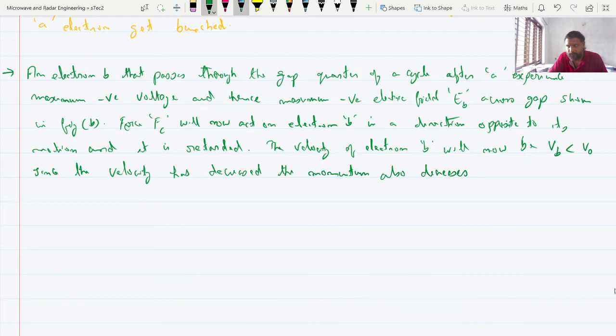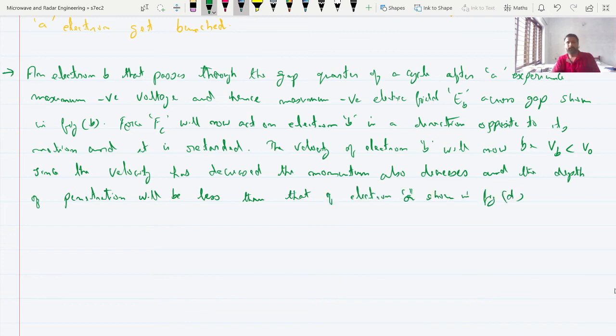will be less than that of electron A, shown in figure D.